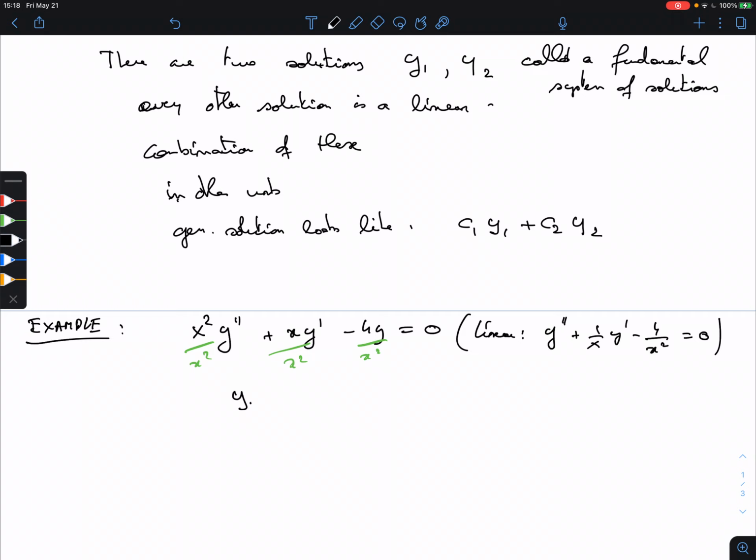And so I'm claiming y1 equals x squared is a solution. Now that's not immediately clear, but you could try to verify this. Let's verify it on this part here. So what is the first derivative? y1 prime would be 2x, y1 double prime would be 2, right? So let's plug it in: 2 plus 1 over x times y prime, which is 2x, minus 4 over x squared.